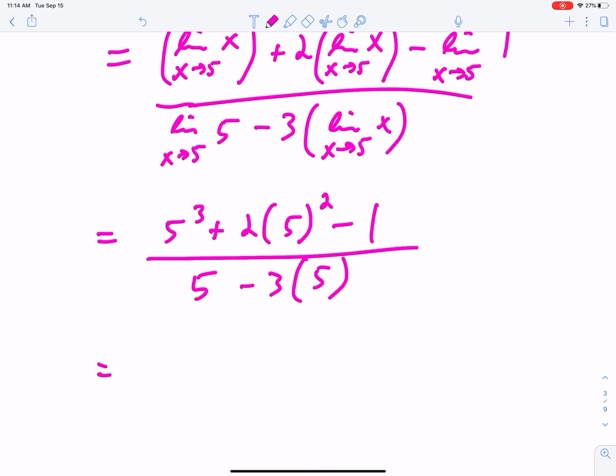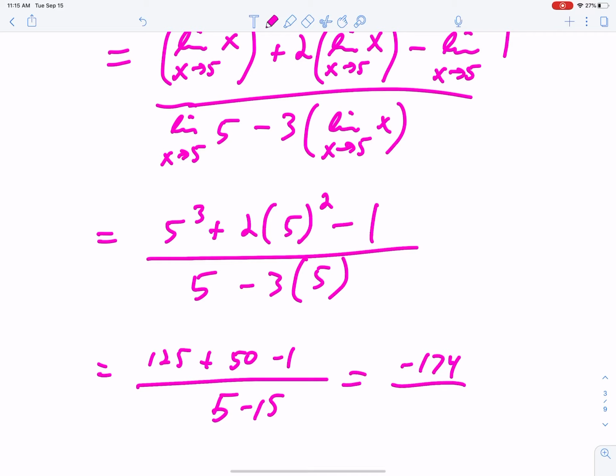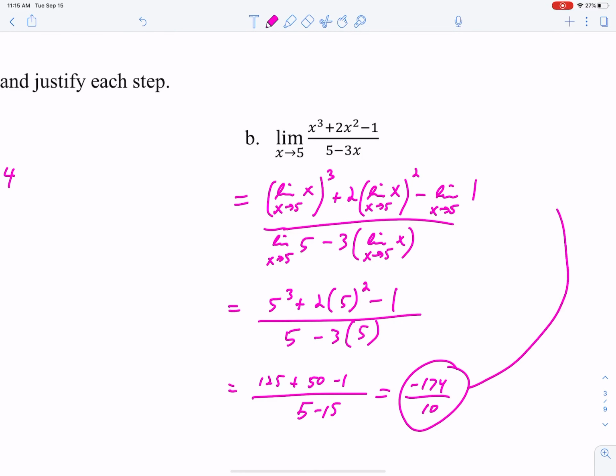All right, so just to show it, 125 plus 50 minus 1 over 5 minus 15, which is negative 174 over 10. And again, just so you know, you don't have to draw these arrows, I'm just showing you. That answer is the limit of that entire function.